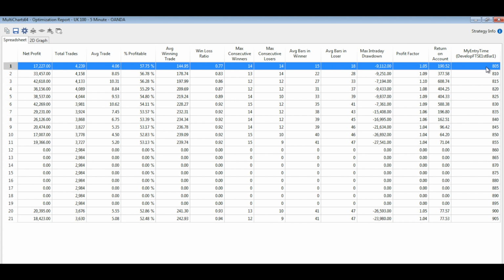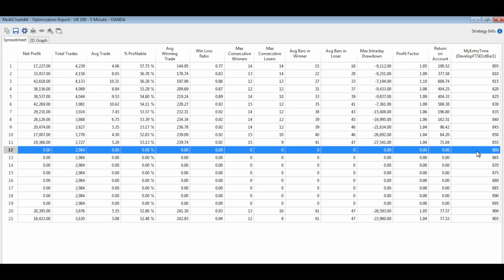Now, if we look over here at this column, my entry time, 8:05, that means that we're looking at the bar at 8:05, so it's a 5-minute bar. The next one down is 8:10. We start to look at that bar at 8:10, so we're using the 10-minute bar, and so on. 15-minute bar, 20-minute bar.